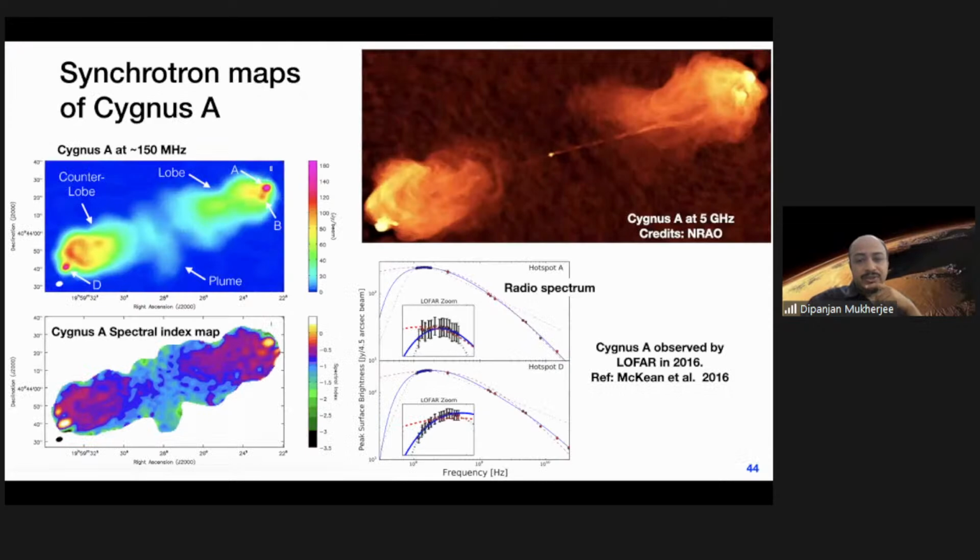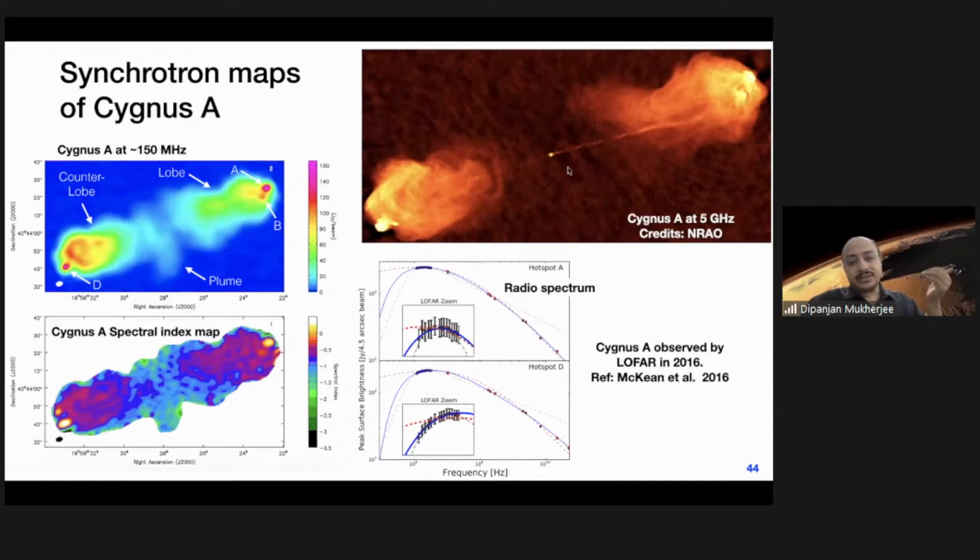I'll perhaps leave you with this image to show what a map of the synchrotron emission looks like. This is the synchrotron emission from a radio jet coming from a supermassive black hole, from the galaxy Cygnus A. This is observed at 5 gigahertz, and this is the radio spectrum of Cygnus A. This was observed by LOFAR. LOFAR is a low frequency radio telescope operated by several European countries as a joint venture. So these are the kind of images we actually see when we study these things using radio astronomy.